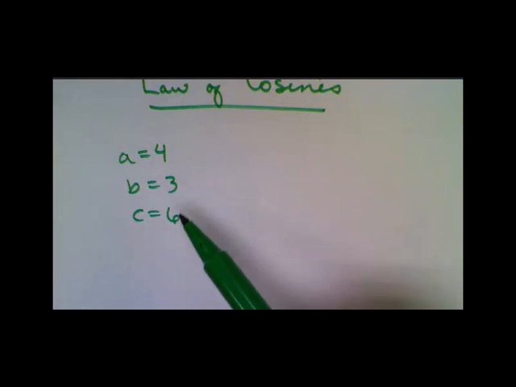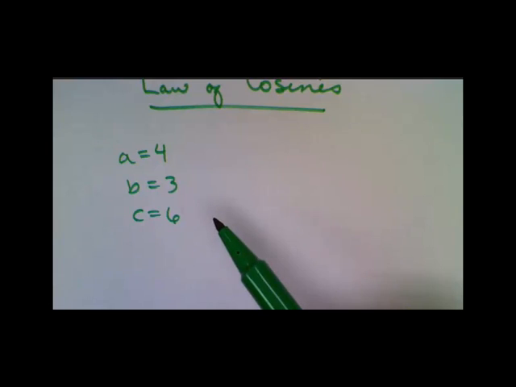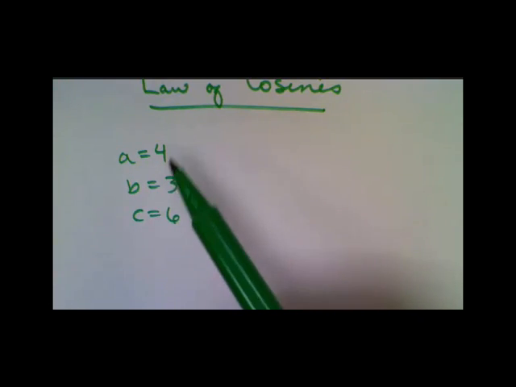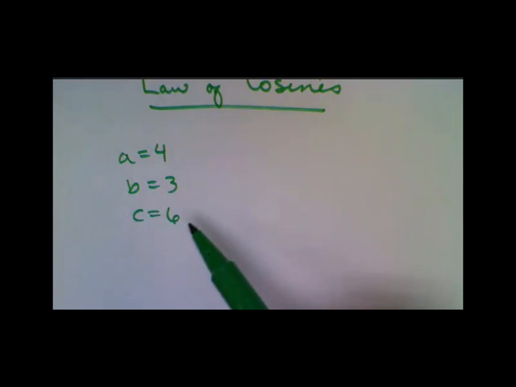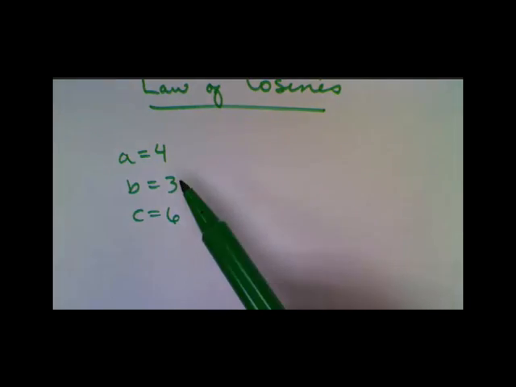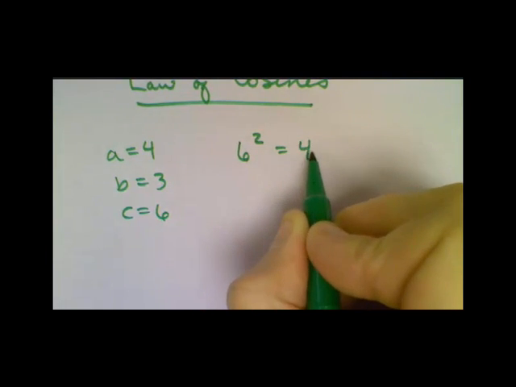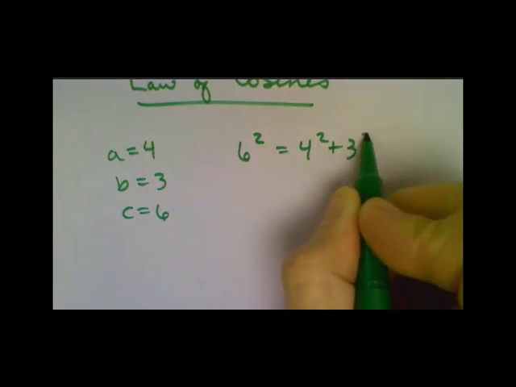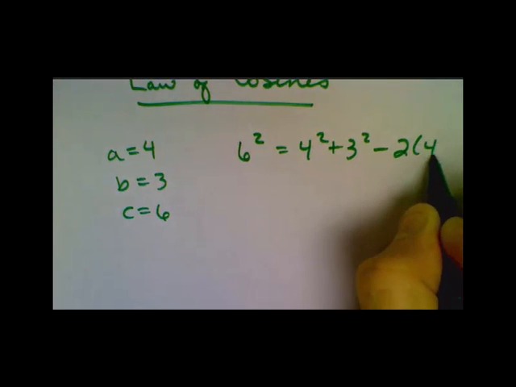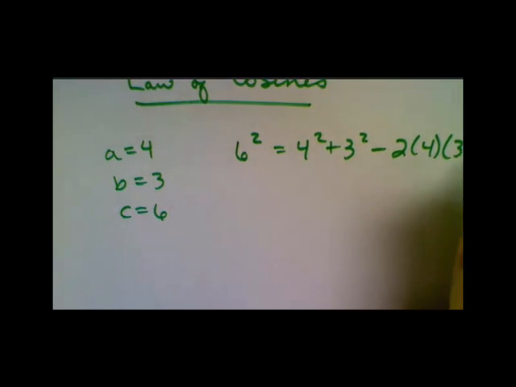So here's your rule of thumb. Remember, law of cosines will help you find the obtuse angle. So when I look at this, I would use law of cosines to find angle C, because if any of these three is going to be obtuse, it's going to be angle C, because it's opposite side C. So I would say C squared equals A squared plus B squared minus 2 times A times B times the cosine of angle C.